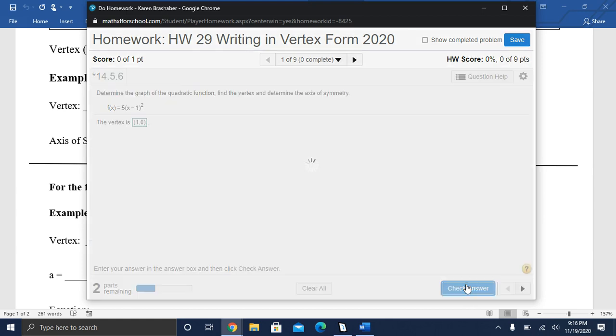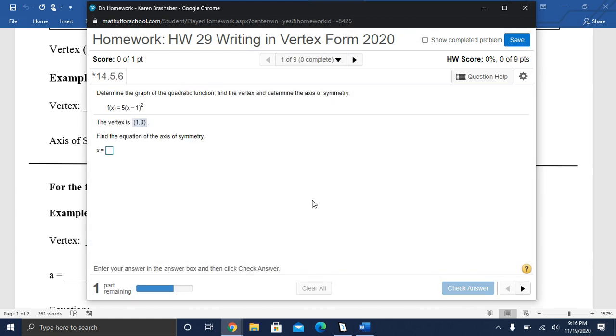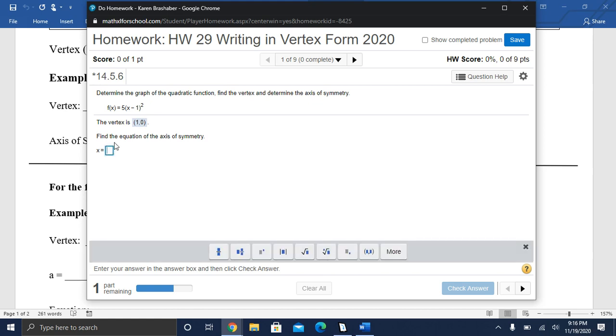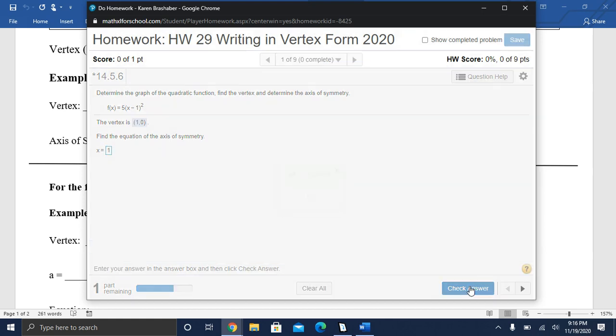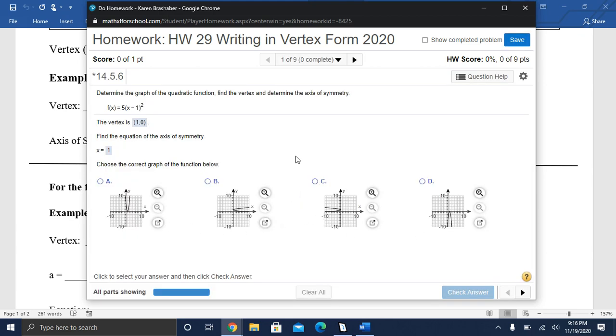Now I'll check this answer. And then there's another part. It asks for the axis of symmetry, but the x equals is already there, so I won't need to type that in. I want to use the x that I had in the vertex. So that would be 1. I'll check that answer. I have one more question part left, and that is to choose the graph.